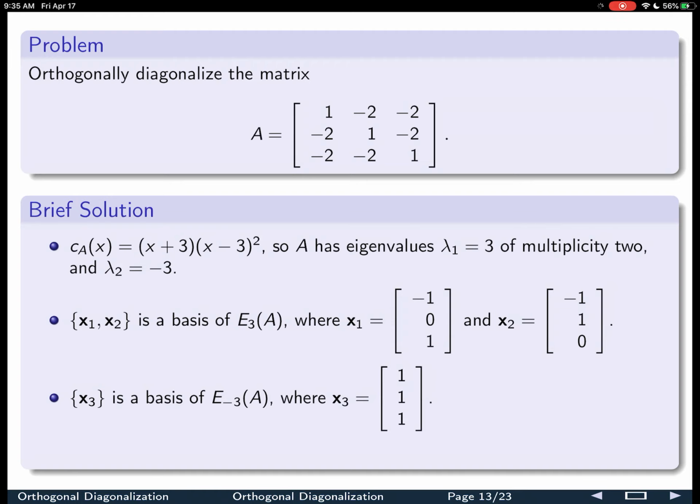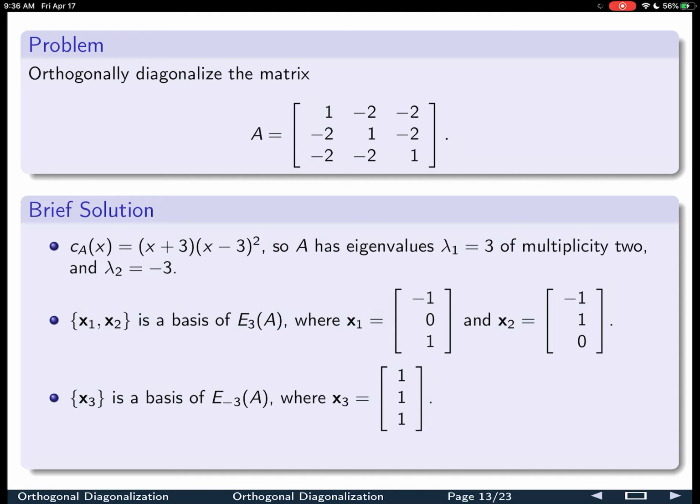And that's not a coincidence. It's actually going to be true that when you have distinct eigenvalues, the eigenvectors corresponding to those distinct eigenvalues will be orthogonal with each other.